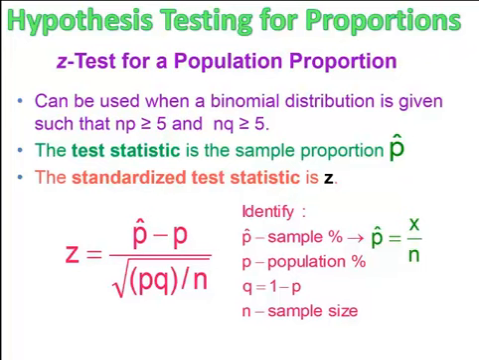And the standardized test statistic is your z-value, and it's represented by this formula, where z is equal to your p-hat minus your proportion percentage, divided by the square root of your proportion percentage times the percentage of failure, all divided by your sample size. Remember that your sample percentage, if not given, is based on the number of successes divided by your sample size.